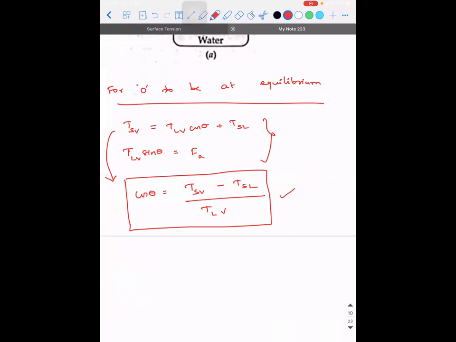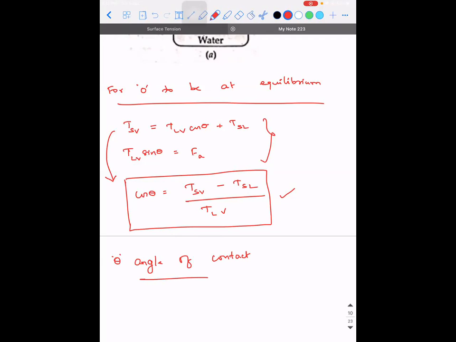Okay. So this is the value of cos theta. So make a note of this expression. There are some important conclusions we are going to draw from this, where theta is the angle of contact. Done? Yes, sir.